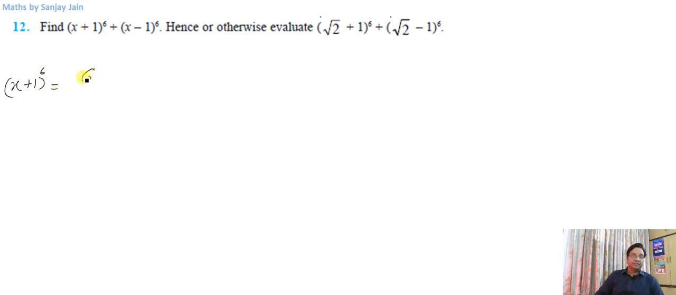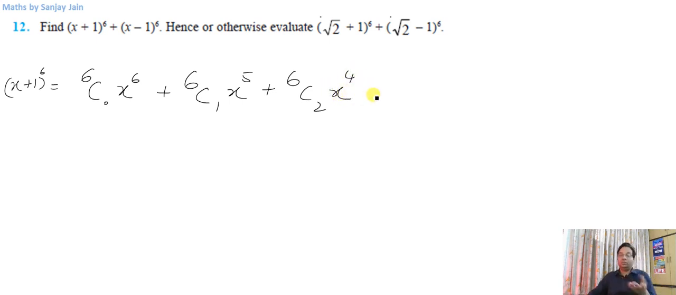I'll start with 6c0 and raise 1 with 0 and x with 6, so I'll have x raised to power 6 here. Plus 6c1 x raised to power 5, 6c2 x raised to power 4, because 1 raised to power 2 is 1, so I don't have to write it. I hope by now you are comfortable with this. 6c3 x cubed, 6c4.